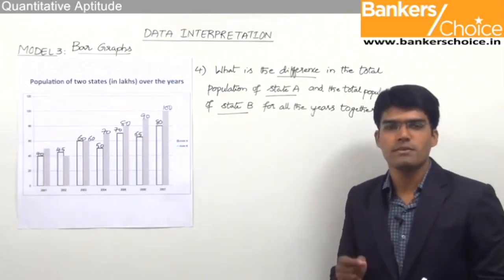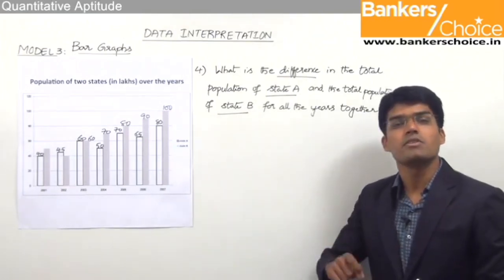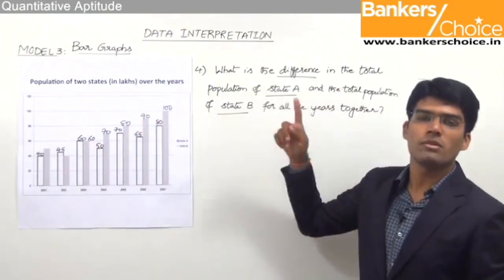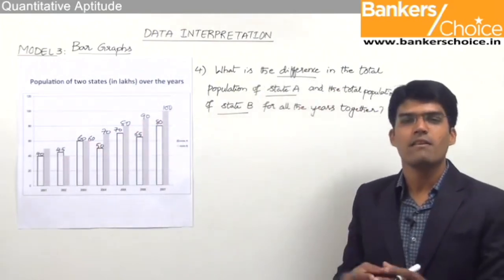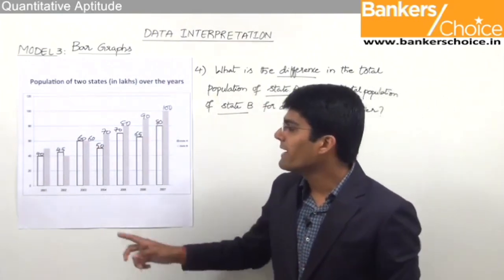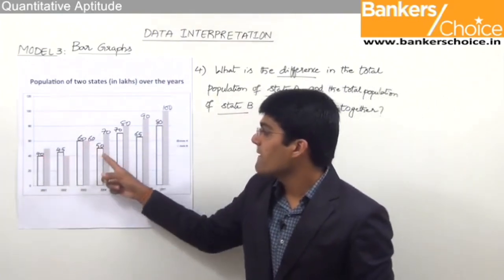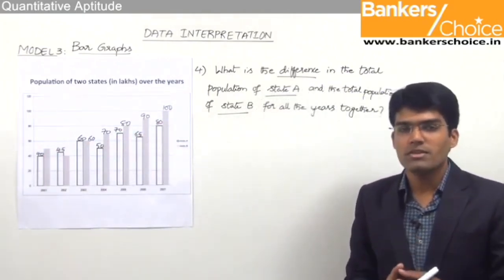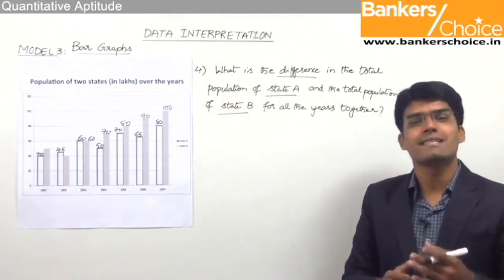But remember friends, if we solve the question in the general way, it is going to take a lot of time. That is finding out the total population of A, then total population of B, and then taking the difference will become a lengthy procedure. So instead of that, what we can do here is find out the difference in their populations for each of the years and add all the differences. Solving the question in this second way will help us get the answer faster.